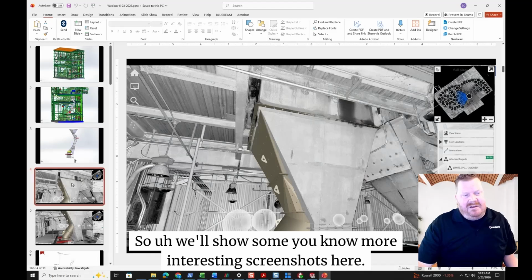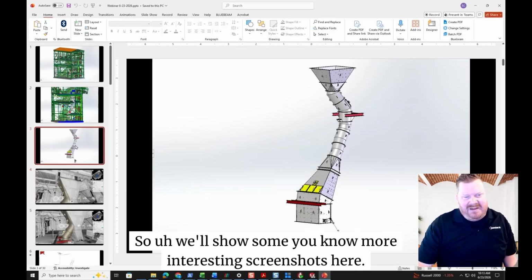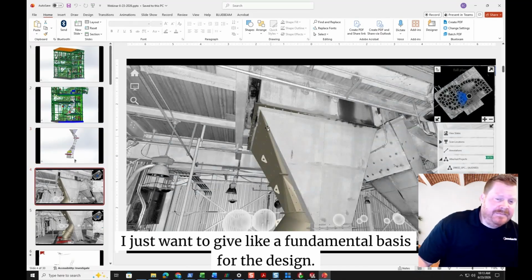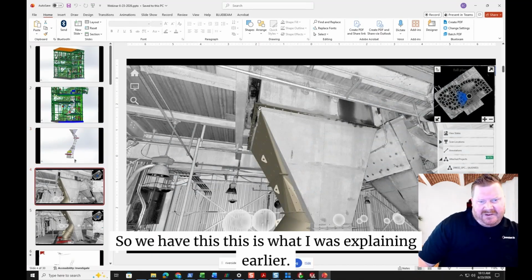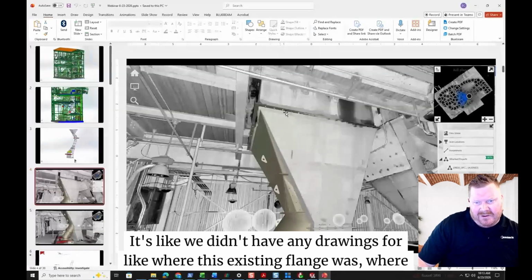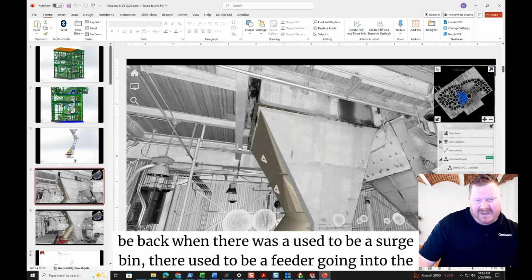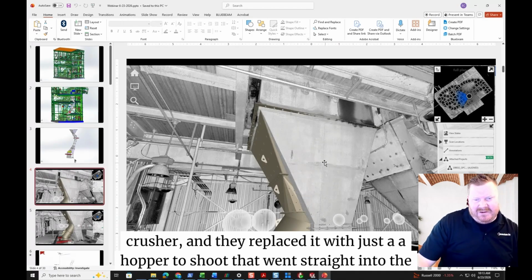So we'll show some more interesting screenshots here. I just want to give a fundamental basis for the design. This is what I was explaining earlier. We didn't have any drawings for where this existing flange was. This existing hopper is part of one of three generations of retrofits that occurred back when there used to be a surge bin and a feeder going into the crusher, and they replaced it with just a hopper to chute that went straight into the crusher.